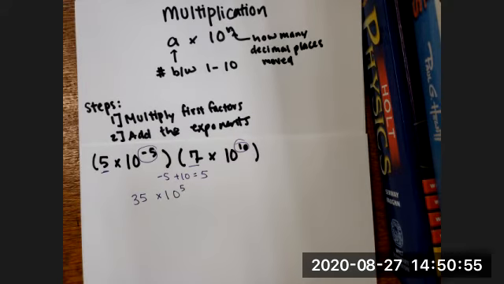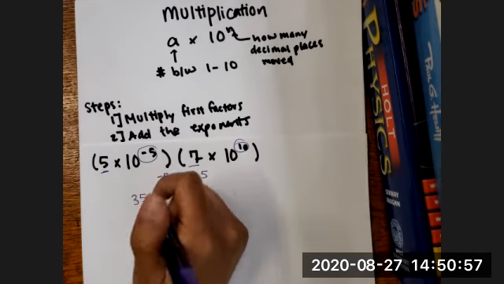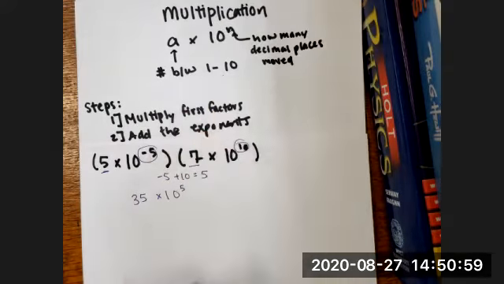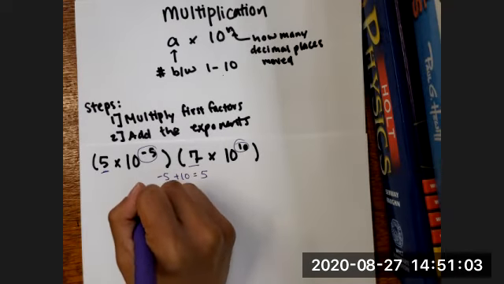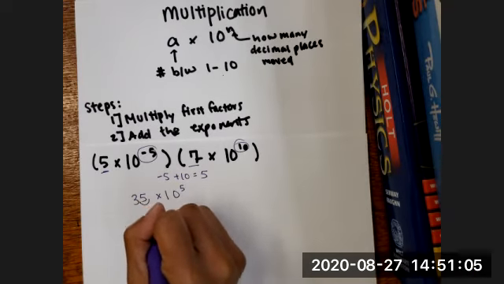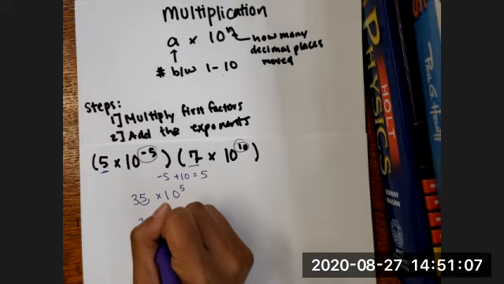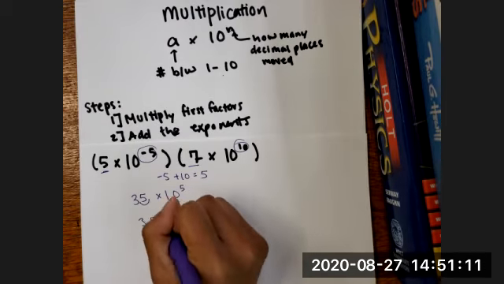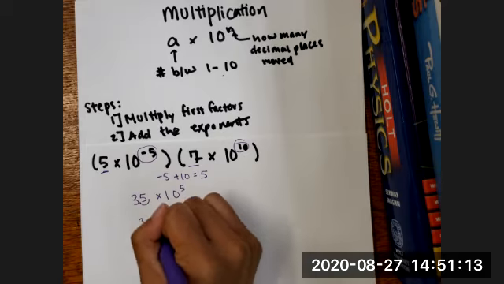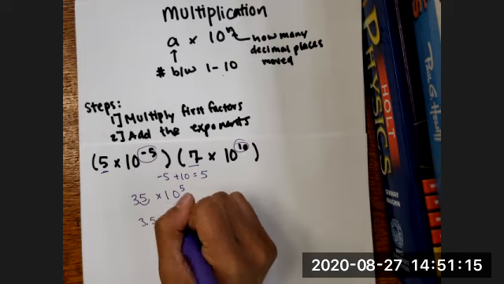But I'm not done yet, because 35 is once again not a number between 1 and 10. So I'm going to move the decimal place over to the left. So I have 3.5. Because I moved the decimal place over to the left, I get to add 1 to my exponent. So I have 3.5 times 10 to the 6th.